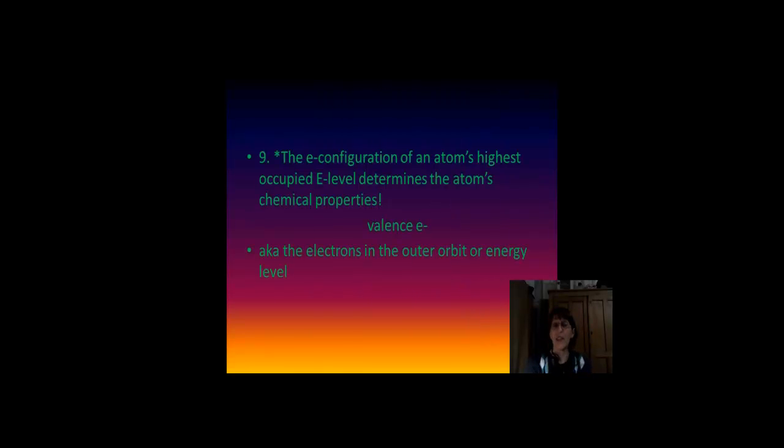So number 9, the electron configuration of an atom's highest occupied energy level, that means the outermost orbit, determines the atom's chemical properties. Oh my gosh, that's huge. The electrons in the outer orbit are called the valence electrons. Circle that word, put a star beside it, put a big flashing neon sign on it. The valence electrons, the electrons in the outer orbit, determine the chemical properties. So how do we know if things are going to react with other things? We look at the valence electrons. So the electrons in the outer orbit, or outer energy level, are called the valence electrons. That's a big one.